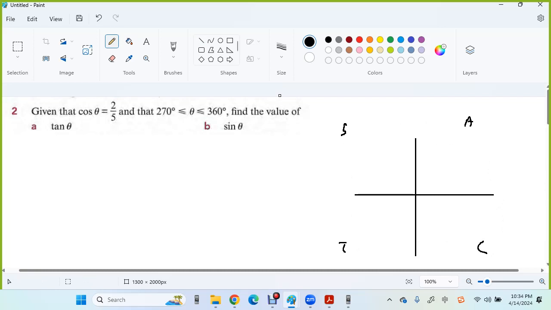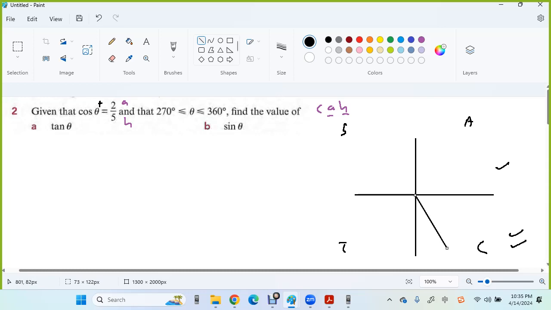So cos is positive in the first quadrant and the last quadrant. And the question says that theta is between 270 and 360, so this is in the fourth quadrant. And then we have the CAH, so cos is A over H, so this is A, this is H. So we will have the adjacent and the hypotenuse.